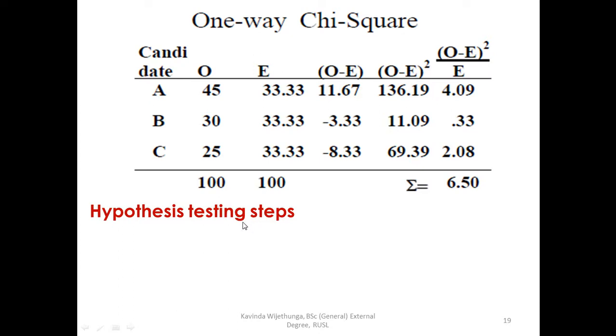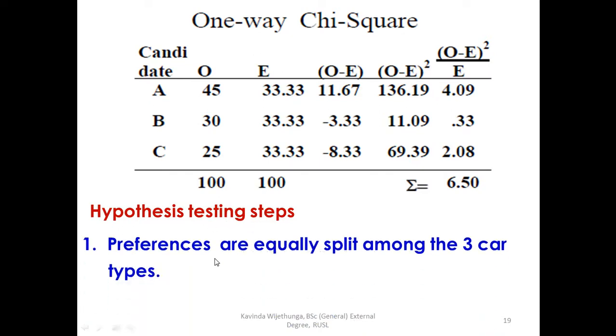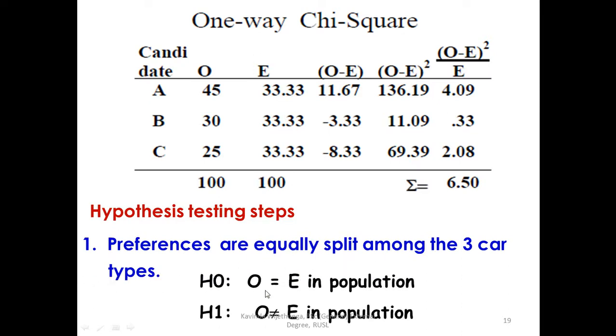Right, then the hypothesis testing steps. Preferences are equally split among three car types, that is given, which is why we took this as 33.33, that is 100 divided by 3. The null hypothesis is that the observed values equal the expected values in the population, and the alternative hypothesis is that they are not equal. The null means there is no significant difference between the observed and expected values, while the alternative means there is a significant difference between the observed frequencies and expected frequencies.